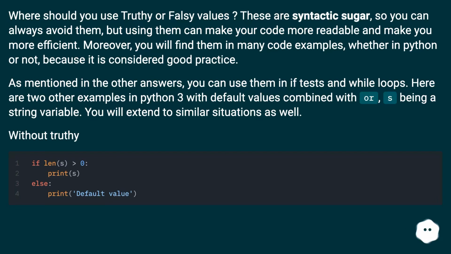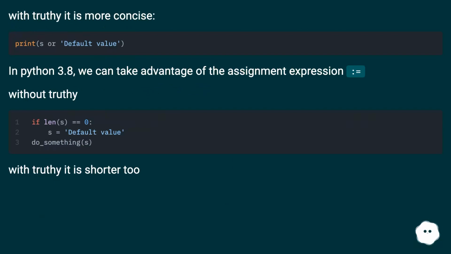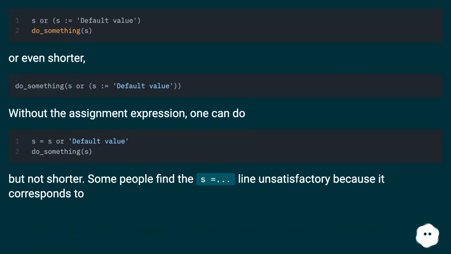Without truthy, with truthy it is more concise. In Python 3.8, we can take advantage of the assignment expression :=. Without truthy, with truthy it is shorter too, or even shorter.